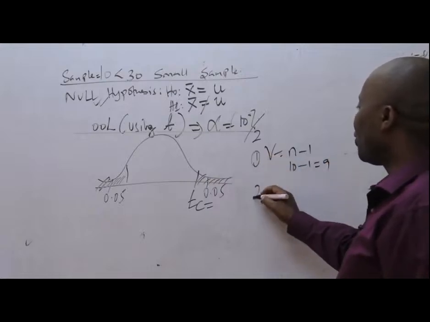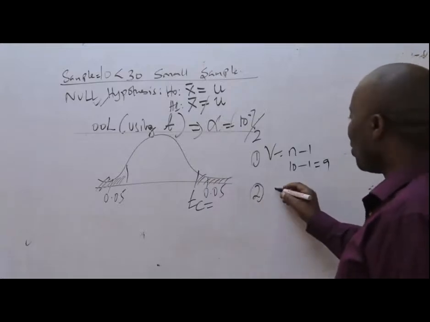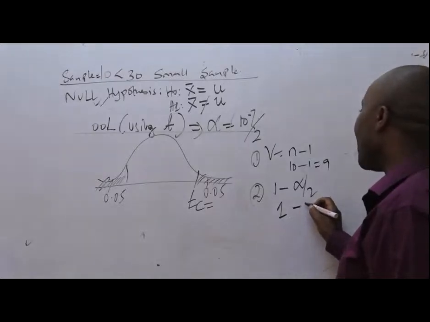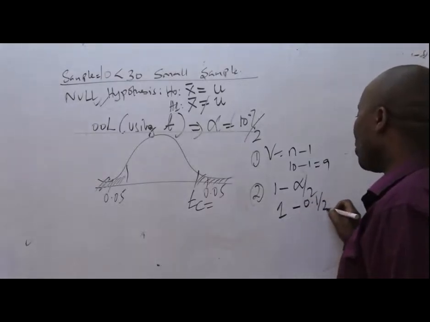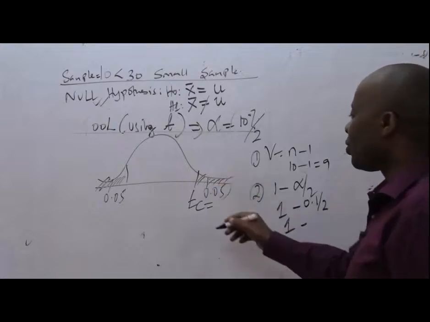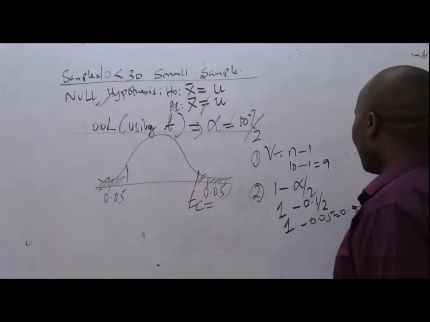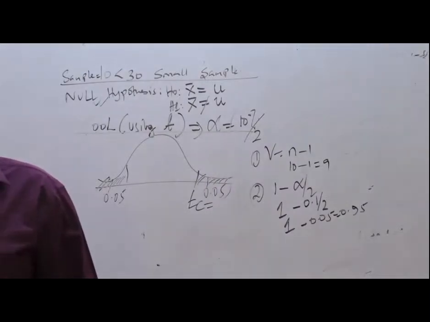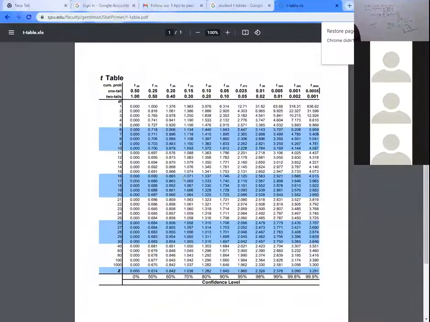Number two, the other thing that you need to read the T table is what we call 1 minus alpha over 2. This time round, we took 0.1 over 2, which will be the same as 1 minus 0.05, which will be 0.95. So please go to your table and look for 0.95, that is 95% up here. How many degrees of freedom can you see here? 9, and 1.833, this figure here.